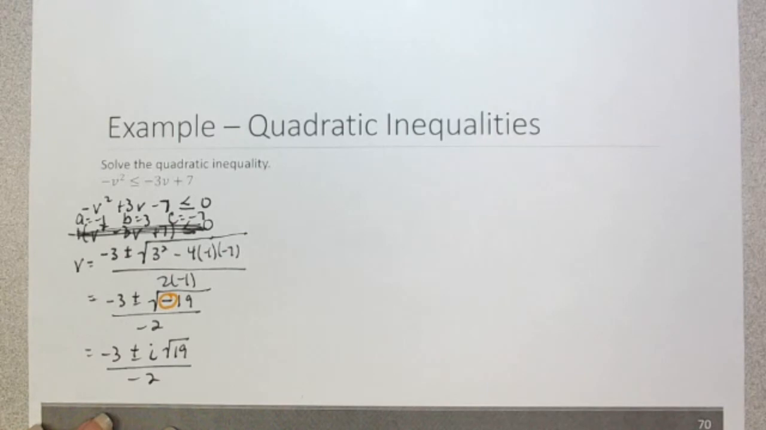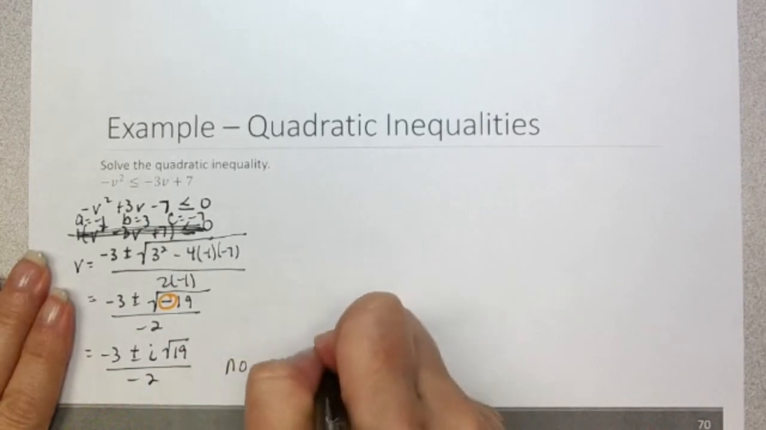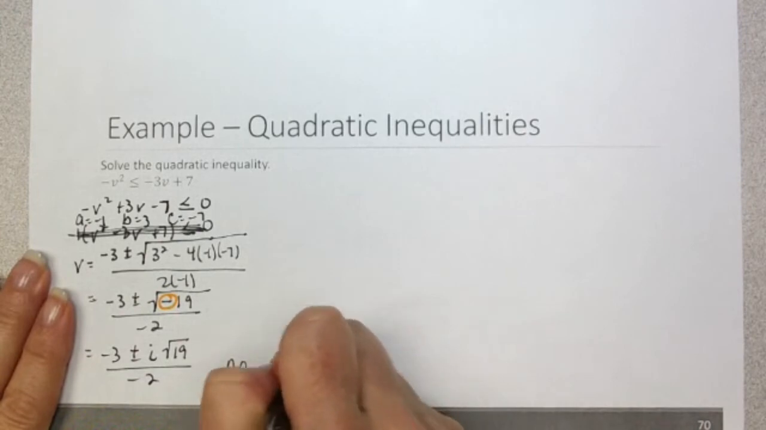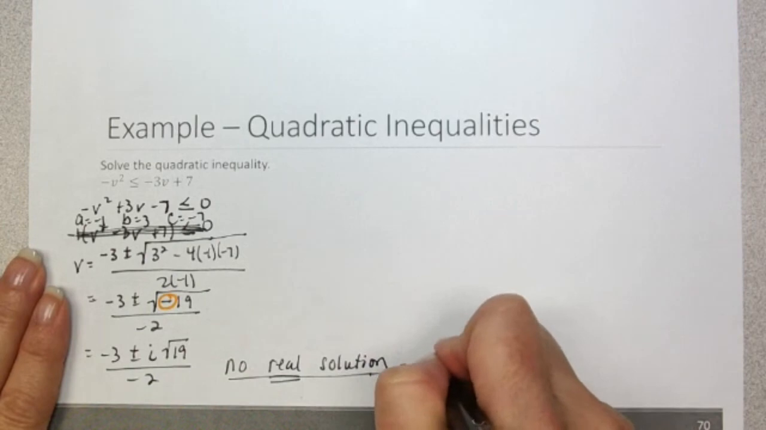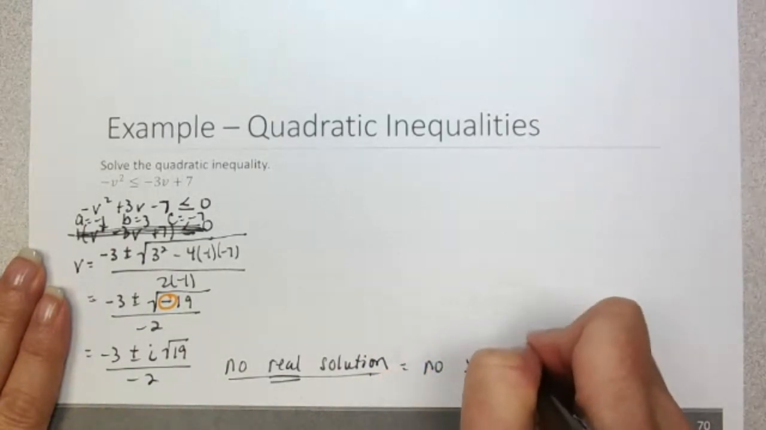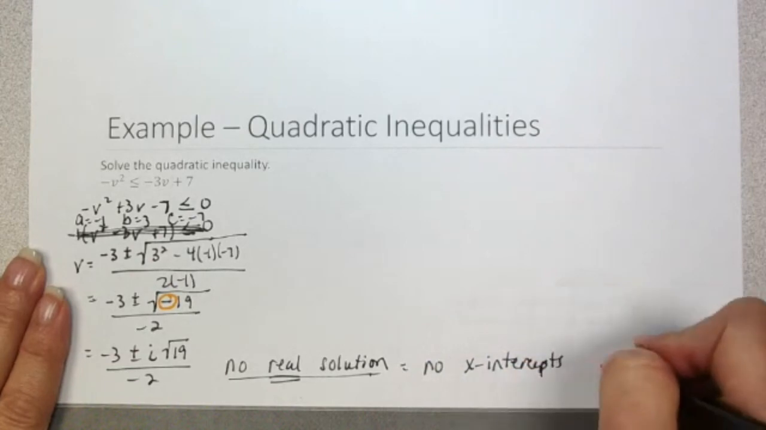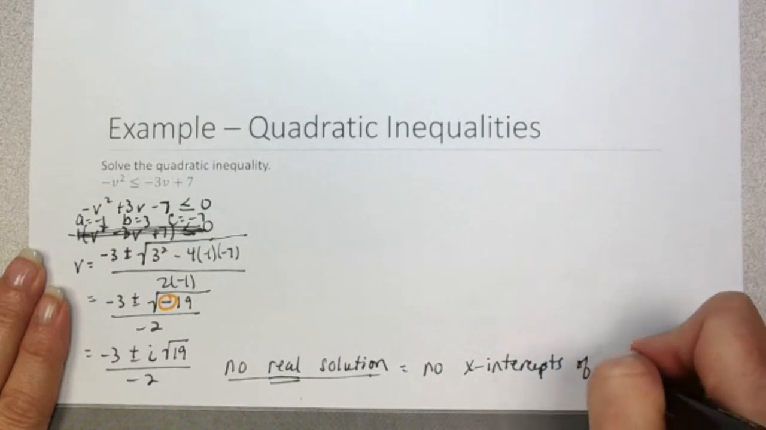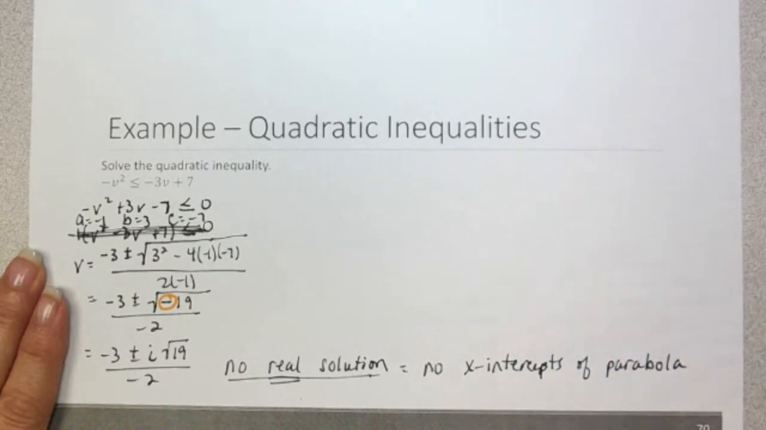So what do I do with this one? Well, when there is no real solution, right? No real solution. Okay, there's no real solution, the key word being real here. When there's no real solution, that means there's no x-intercepts. No x-intercepts of the parabola. If you were to graph that parabola, there's no x-intercepts.